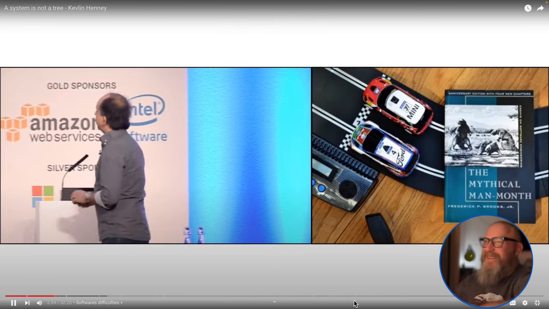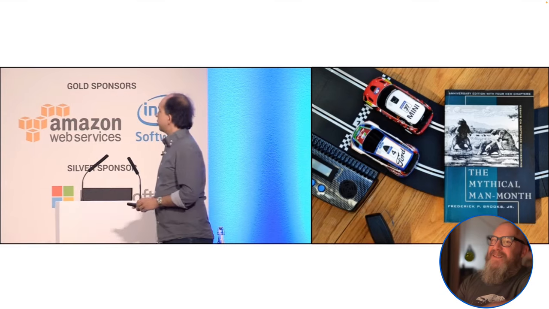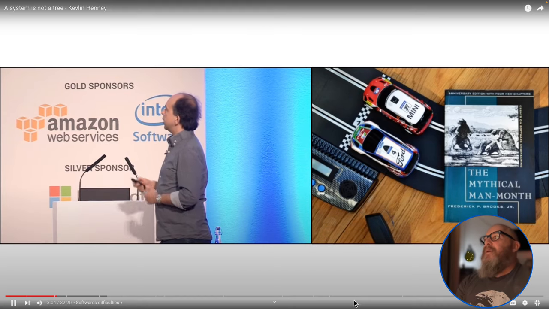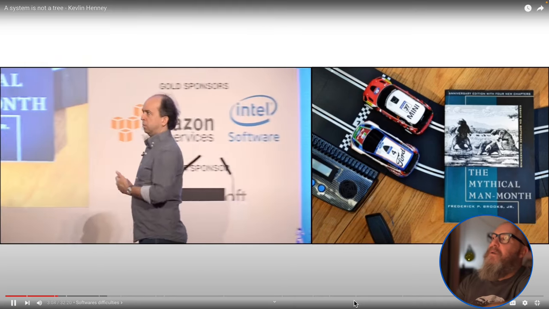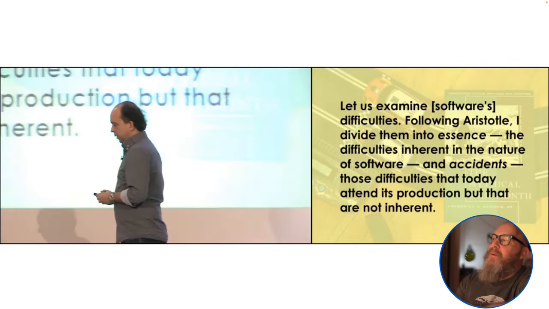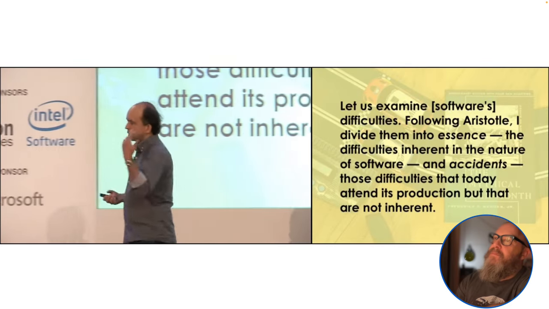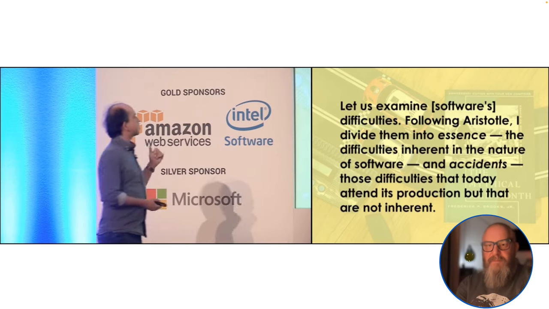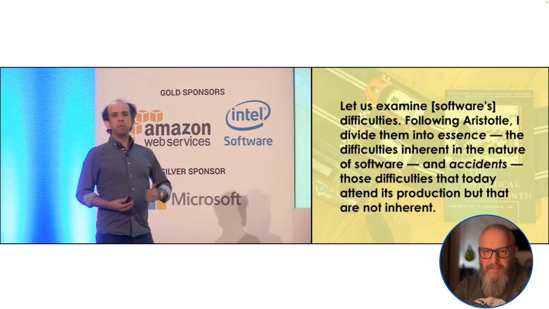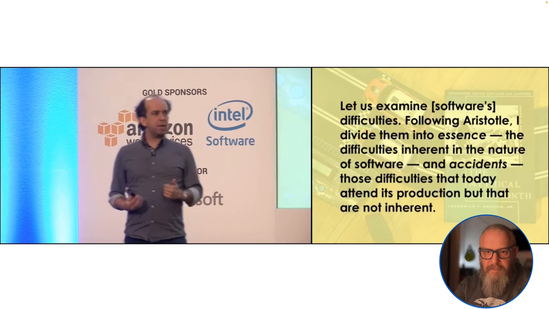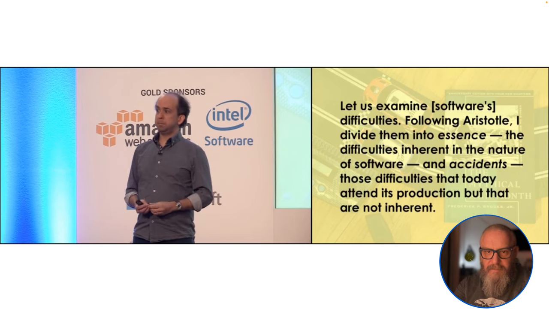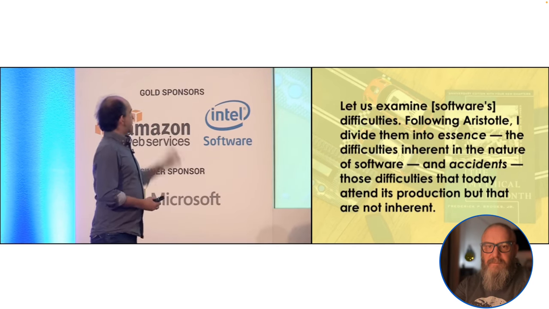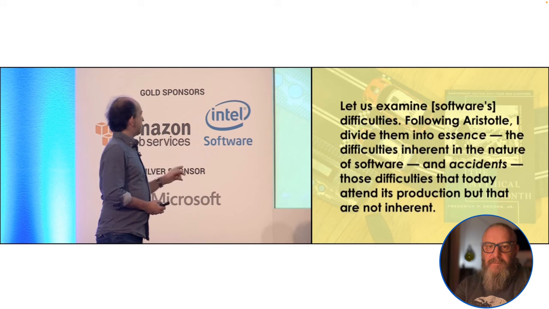So I'm going to quote from Fred Brooks' The Mythical Man Month, where he makes a particular observation about how we spend our time. The first observation he makes, he goes back to Aristotle. "Let's examine software's difficulties. Following Aristotle, I divide them into essence, the difficulties inherent in the nature of software. To be precise, the difficulties inherent in the nature of the domain that you are trying to work in. And accidents, those difficulties that today attend its production, but that are not inherent."